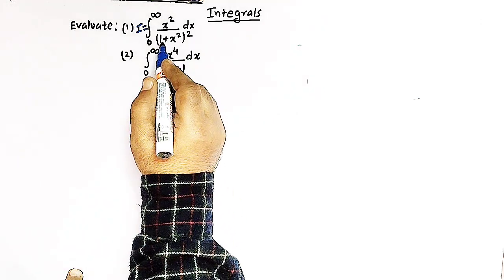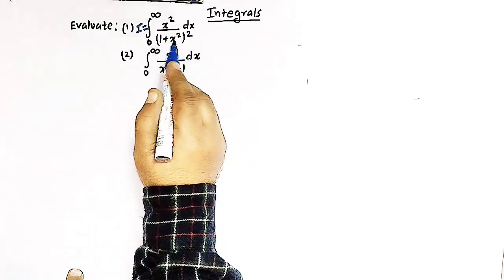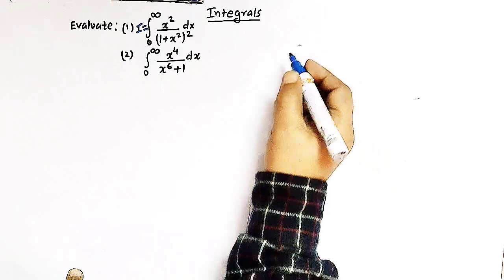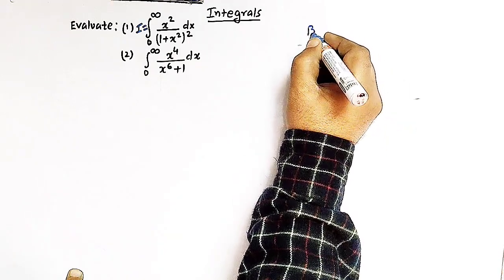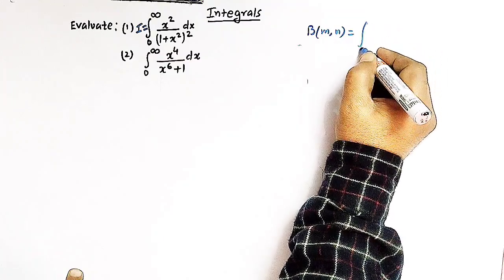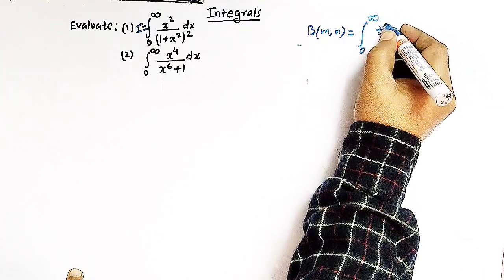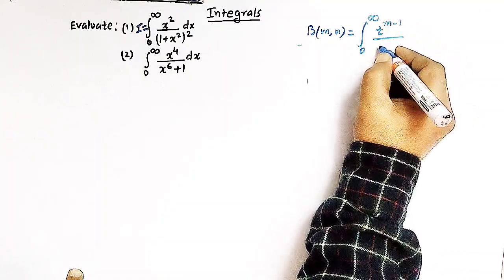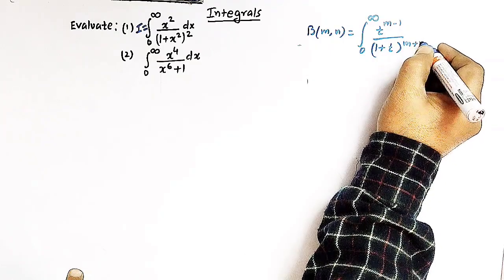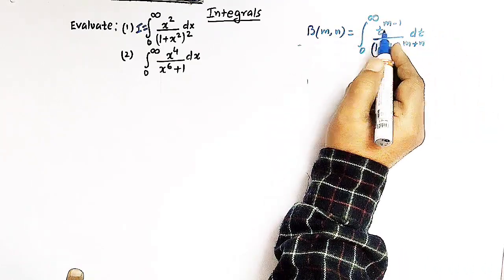So let us start with the method of substitution, right? So the method of substitution reduces this integral into the beta function, which is defined as beta m comma n, that is equal to the integral 0 to infinity, and we have t raised to m minus 1 divided by 1 plus t raised to m plus n and dt, right, where m and n are greater than 0.